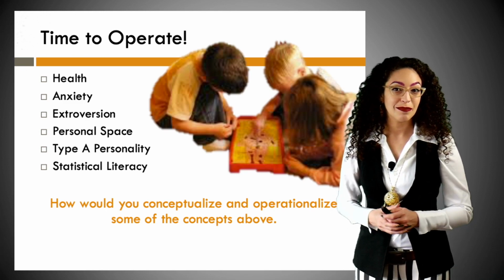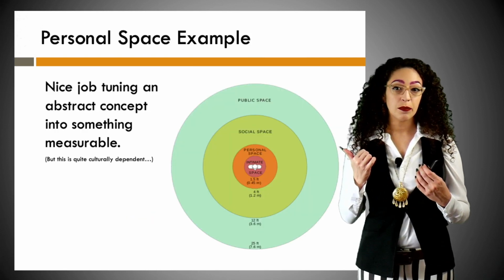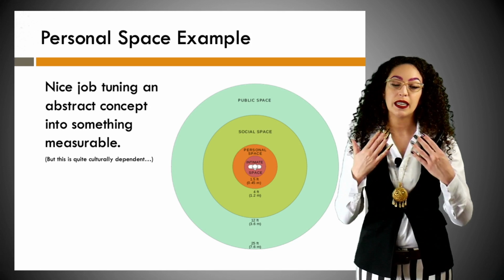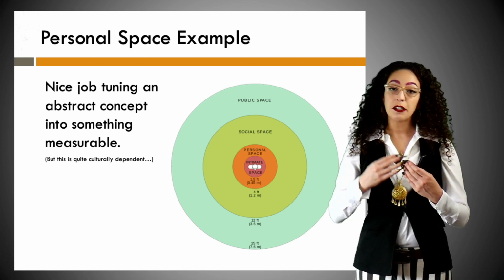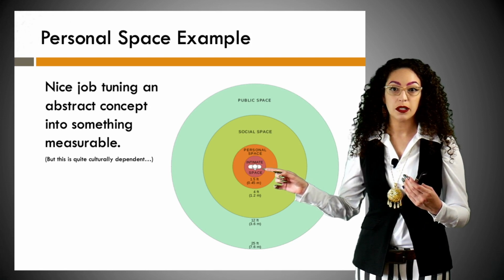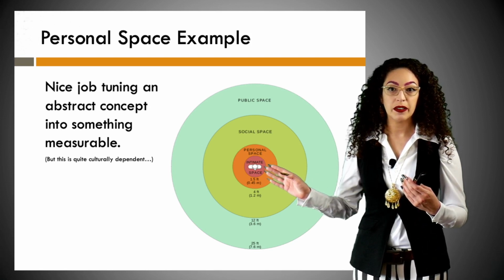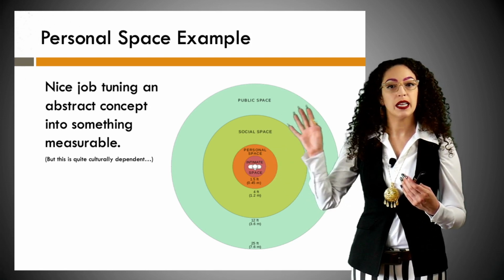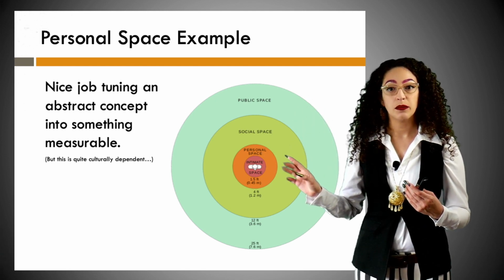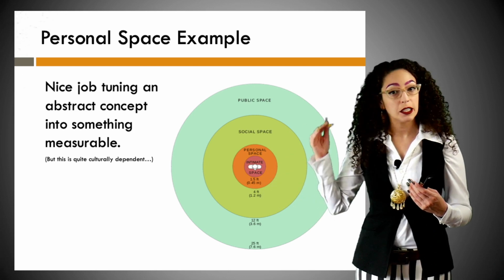So hopefully you took a moment. This is an example of taking something very conceptual and very personal, a person's idea of their own personal space, and turning it into something we can actually measure. So here is where the person is, and this is their personal space. Then we have like intimate space, social space, and public space.